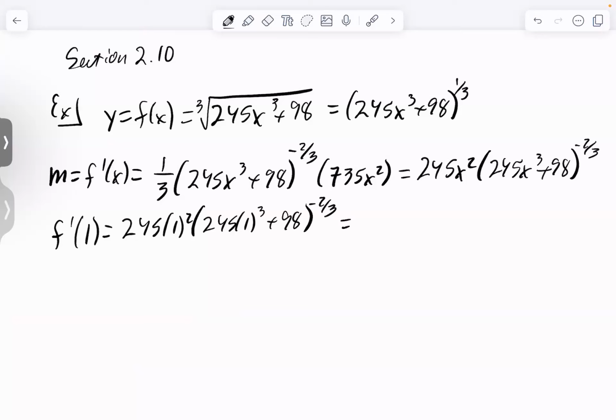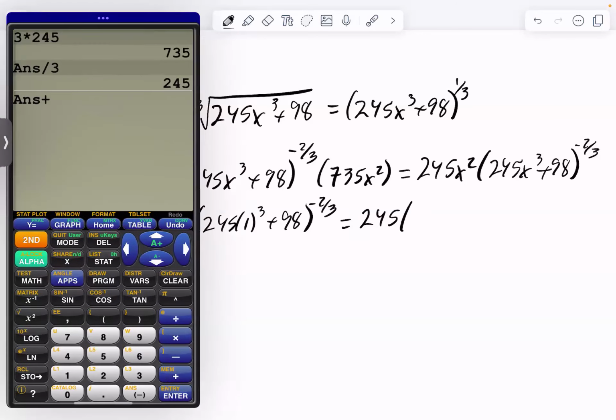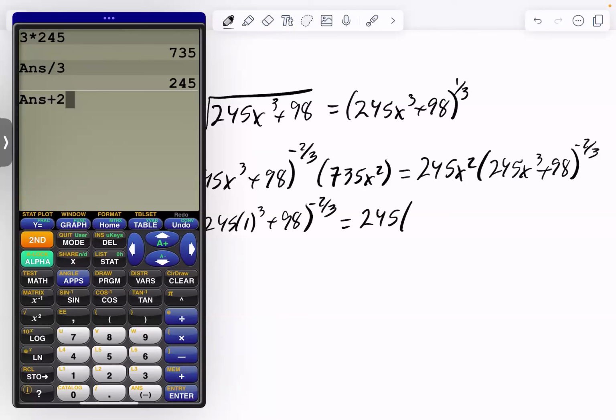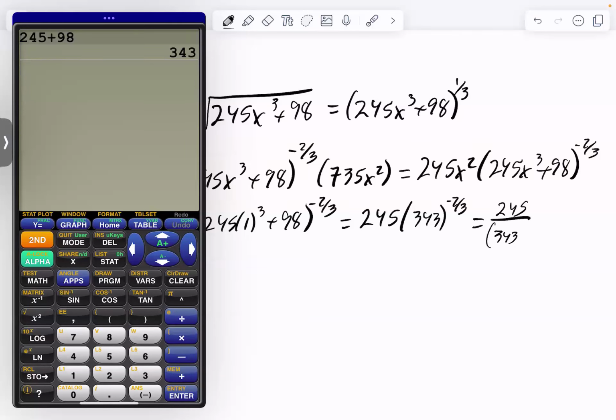Let's see what we get. So 1 squared and 1 to the third, of course, is just 1. 245 plus 98 is 343, raised to the negative 2/3 power. This, of course, becomes 245 divided by 343 to the 2/3 power, and let's see what we get.